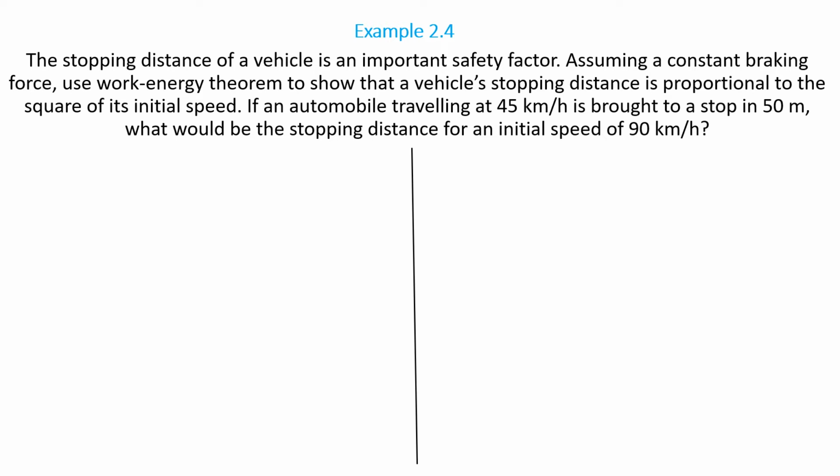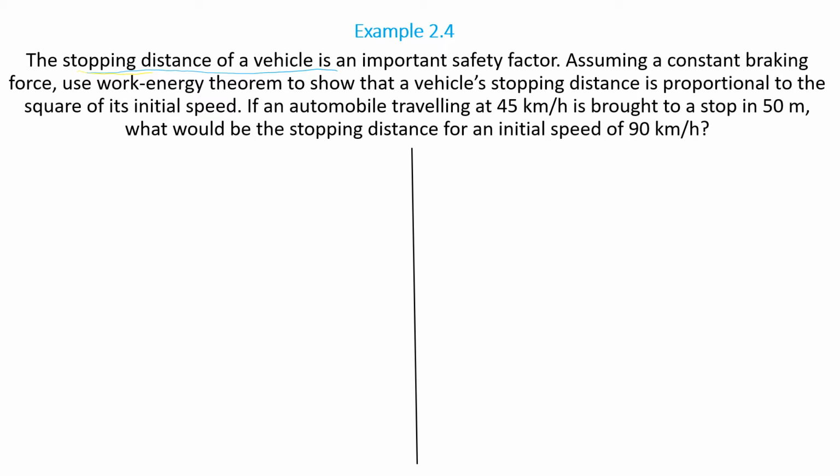They are saying the vehicle's stopping distance is very important. For example, when you're driving a car and you apply brakes, it does not stop immediately because of its initial momentum or inertia. It keeps on going as you apply brakes, and then after a certain distance it comes to rest. So that distance from the time you apply brakes to where it stops is the stopping distance. Now let's see how it is related to the initial speed.